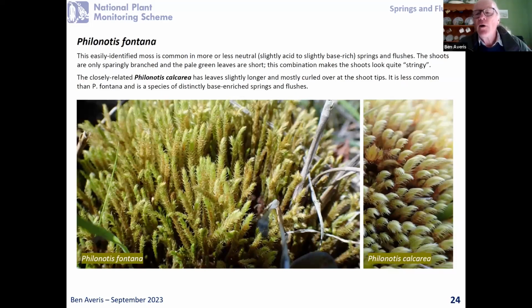Philonotis calcarea, as its name suggests, is in more calcareous places. It's not so common. It really likes strongly calcareous springs and flushes. And its leaves are a little bit longer and slightly curved over at the tips. But again, the stems aren't very branched, so when you pull an individual shoot out, it looks a bit stringy.